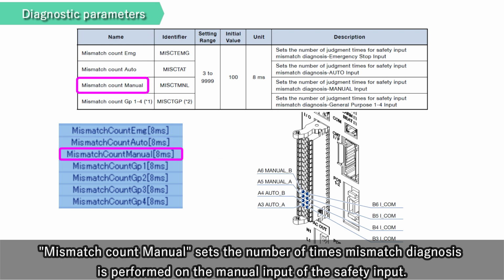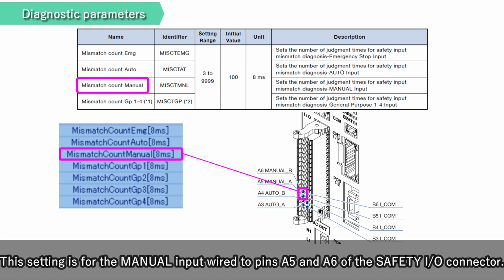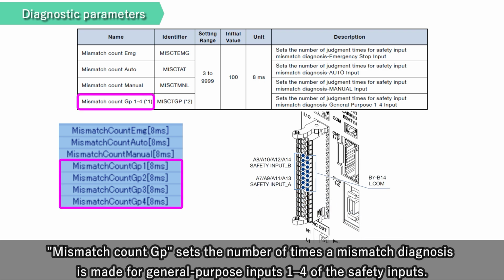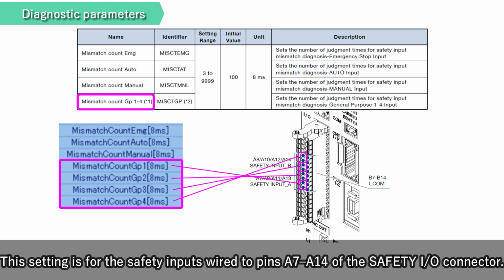Mismatch count manual sets the number of times mismatch diagnosis is performed on the manual input of the safety input. This setting is for the manual input wired to pins A5 and A6 of the safety I/O connector. Mismatch count GP sets the number of times a mismatch diagnosis is made for general purpose inputs 1 to 4 of the safety inputs. This setting is for the safety inputs wired to pins A7 to A14 of the safety I/O connector.